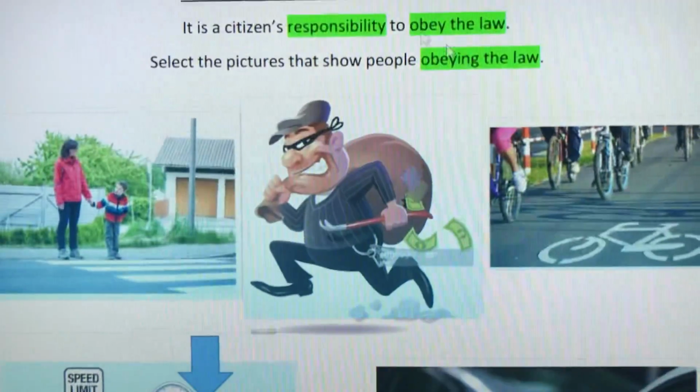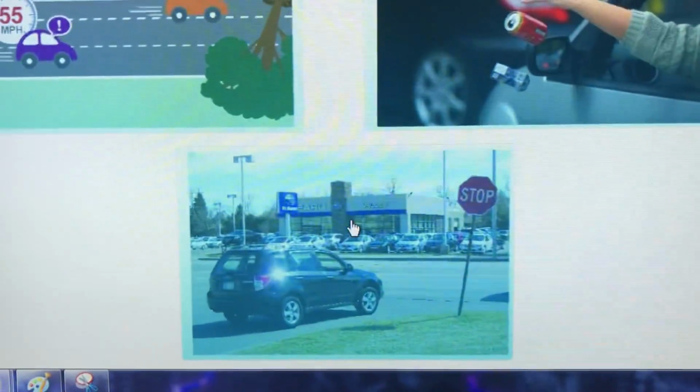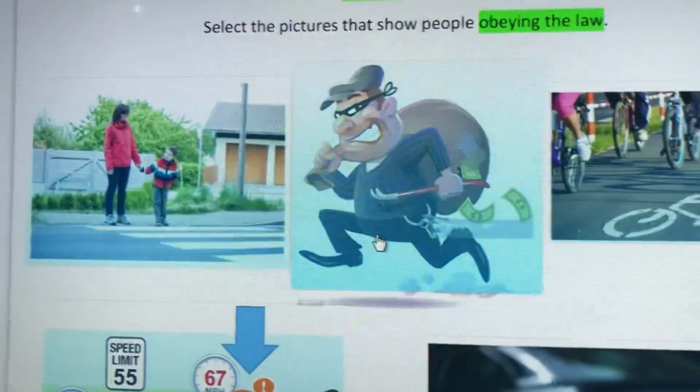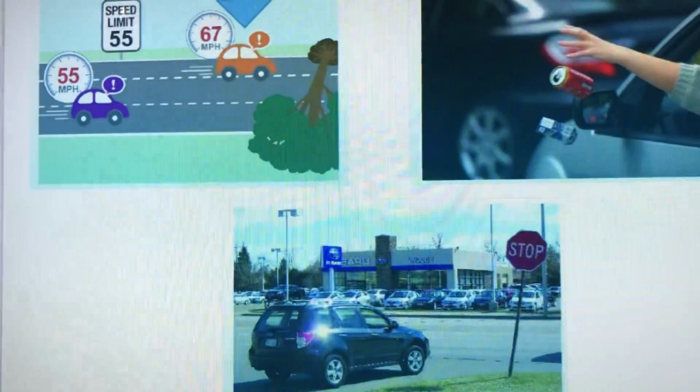And in this exercise, the same thing. Which people are obeying the law? Actions mean that they are obeying the law, right? And then you click finish. That's gonna be all for social studies.